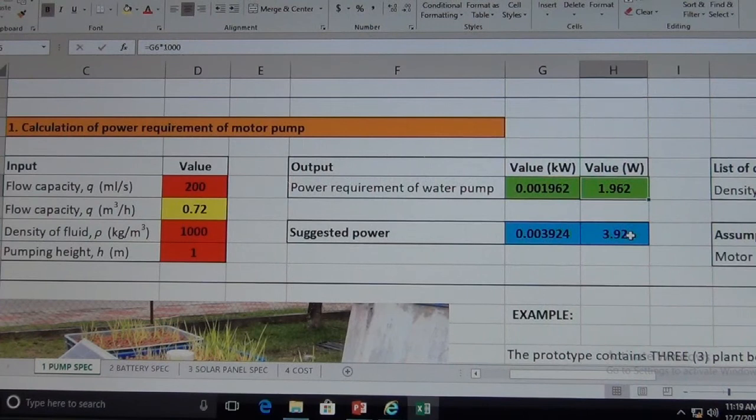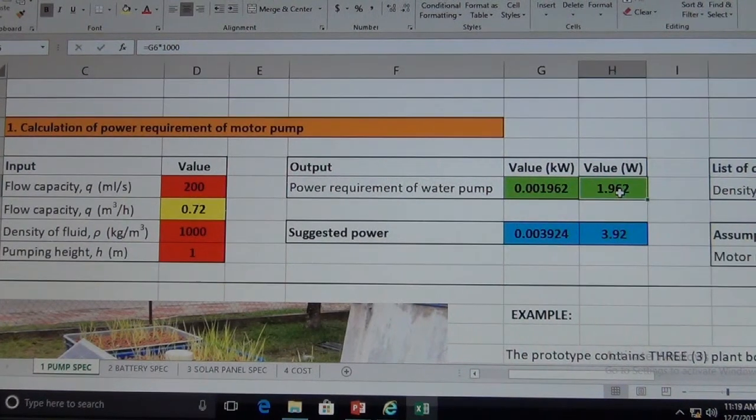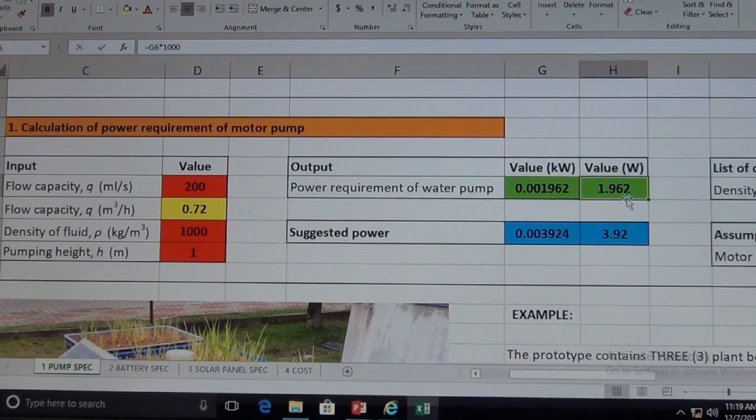And the suggested power is 3.92, which is times 2. Why times 2? Because the efficiency of the water pump will not be 100%. This is an assumption of 100% efficiency. Any man-made device cannot reach 100% efficiency. So to be safe, times 2. Usually the maximum efficiency of any man-made device is about 50%. That is why I times 2 the calculated specification of the water pump. Instead of 1.96, I made it 3.92.